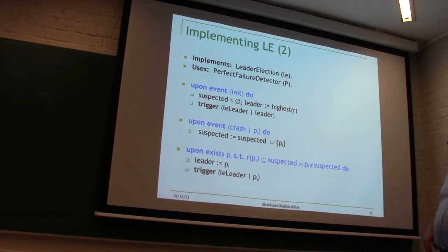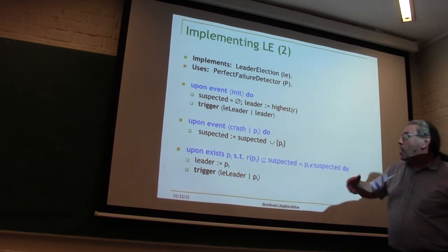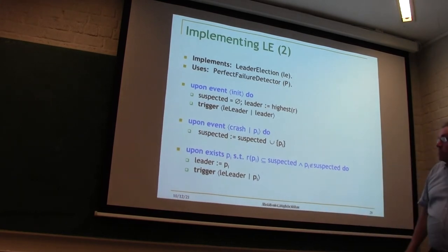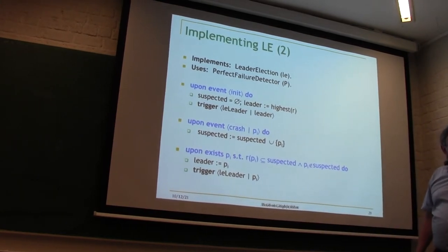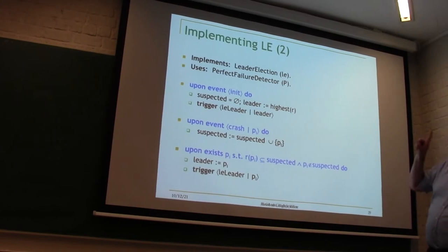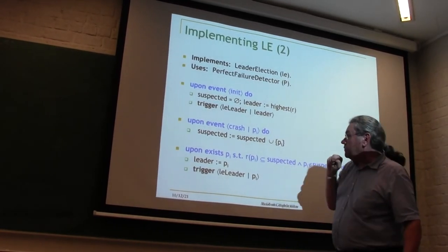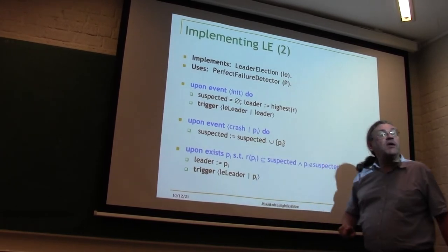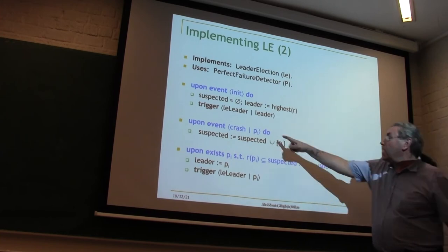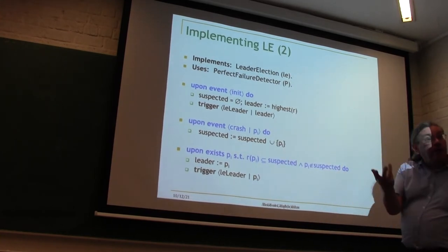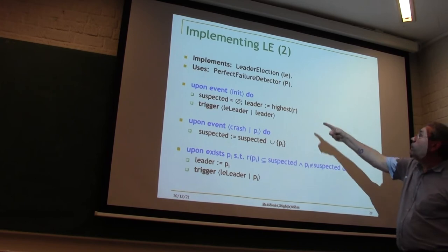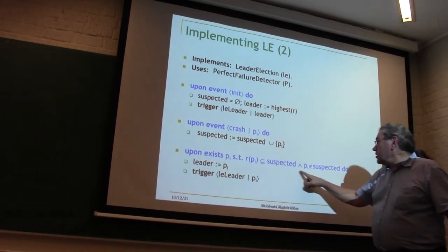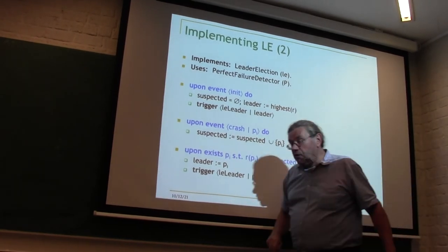So as soon as all the crash events arrive and the algorithm finishes, all the nodes will have the same leader. Because the failure detector is perfect, all the nodes will have the same suspected set when they get the crash messages, which they will because of the strong completeness property of P. That means this condition will give the same PI for all nodes.